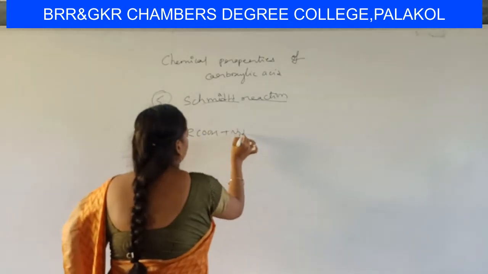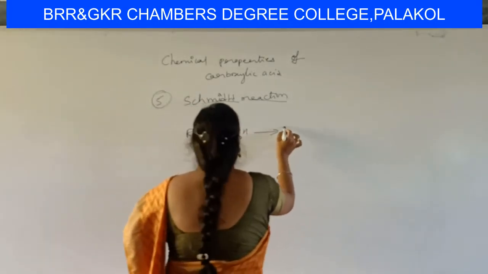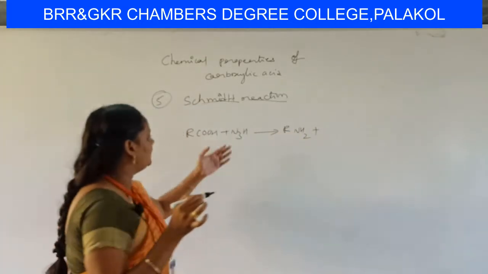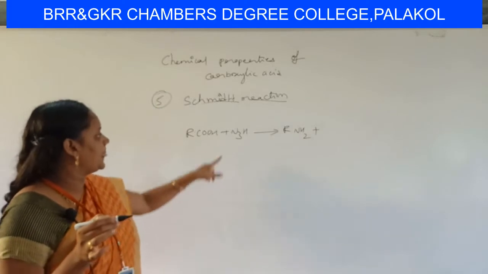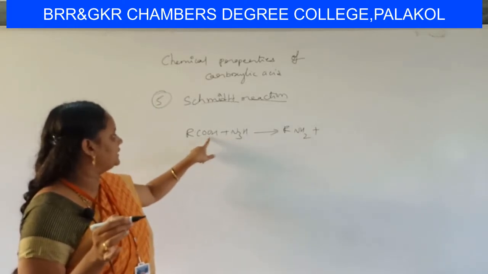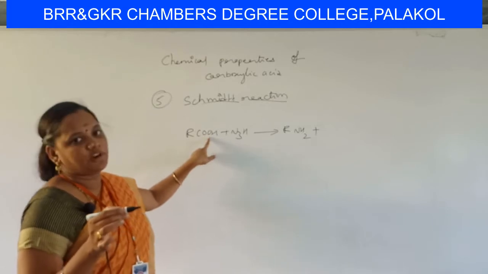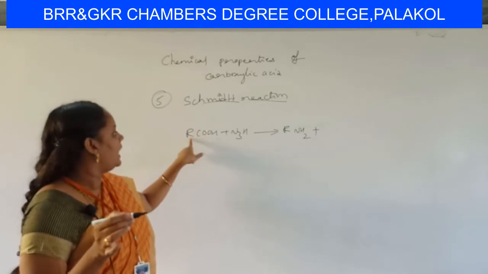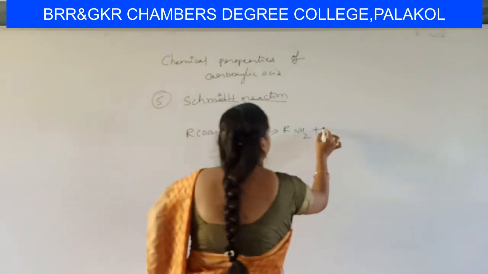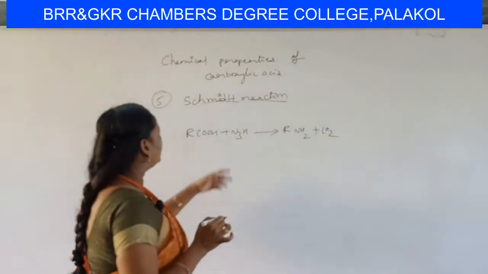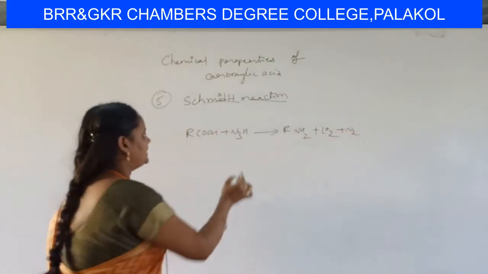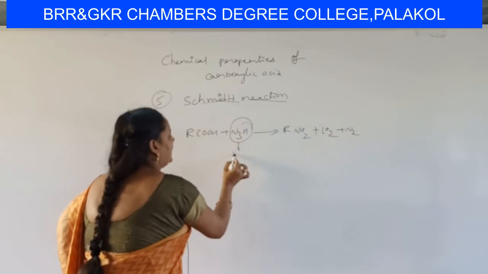RCOOH plus N3H gives rise to RNH2 plus what will be the byproduct, students? N2 is remaining here, and here 2 oxygens. So what will be the byproduct? From RCOOH, CO2 is removed, and the remaining is N2. What is this? This is hydrazoic acid.